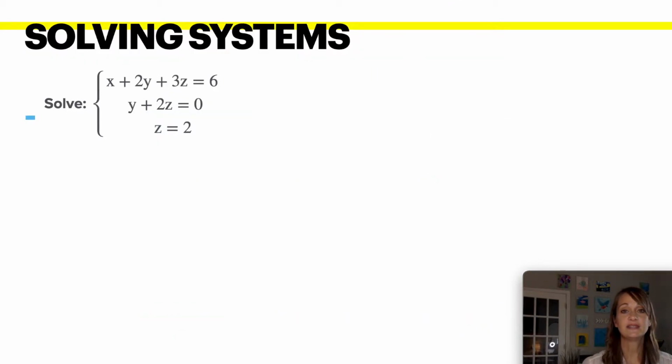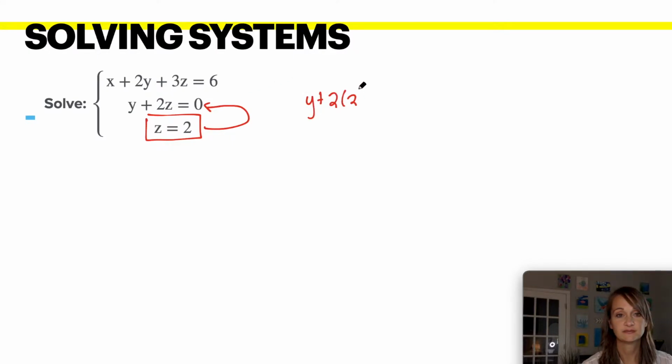So to solve a system of equations in this way, we are already given z. So what we can do is plug z into our second equation and solve for y. So therefore, y will equal negative 4. And now that we know the coordinate points of y and z, we can plug them both in to find x.